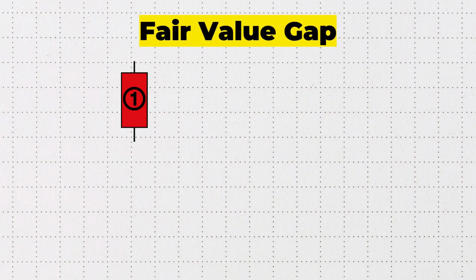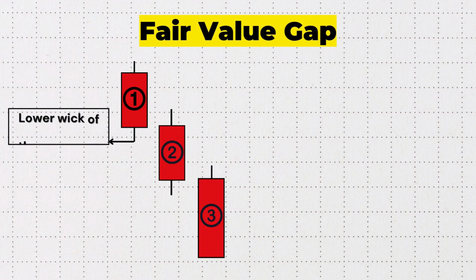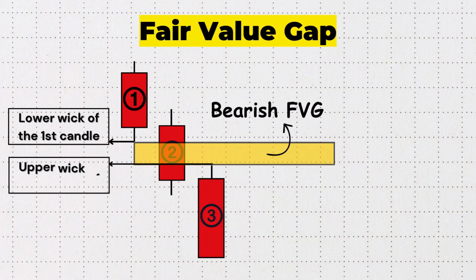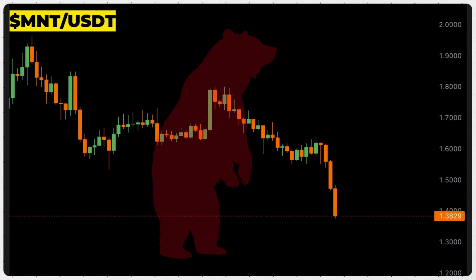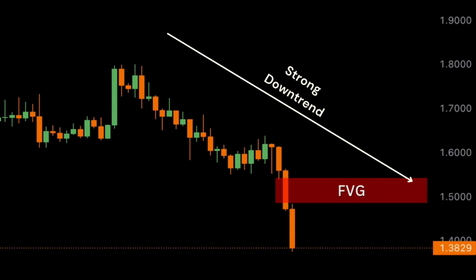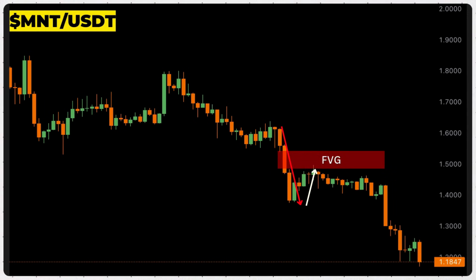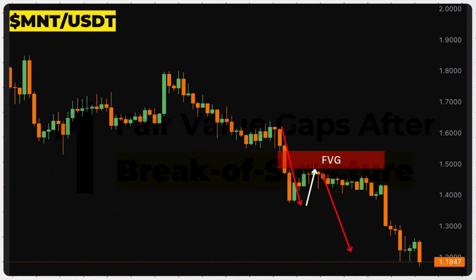A bearish fair value gap forms when the low of the first candle is higher than the high of the third candle and is commonly found in bearish conditions or strong downtrends. In this chart, the trend is clearly bearish. If we zoom in, we can see a fair value gap formed by a 3-candle structure where the wick of the third candle does not overlap the low of the first candle. Price moves lower first, then later retraces back into this fair value gap before continuing downward.